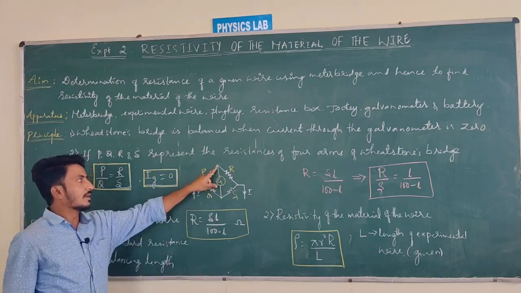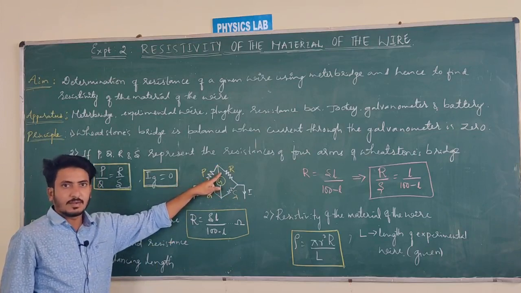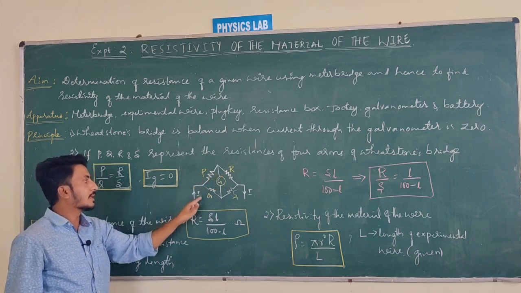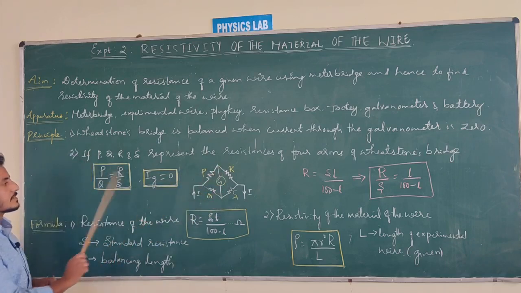Because of that, if both sides have the same potential, the current will not flow through the galvanometer. So the current is going to be 0 across the galvanometer whenever P by Q is equal to R by S. Okay, so this is the balancing condition.